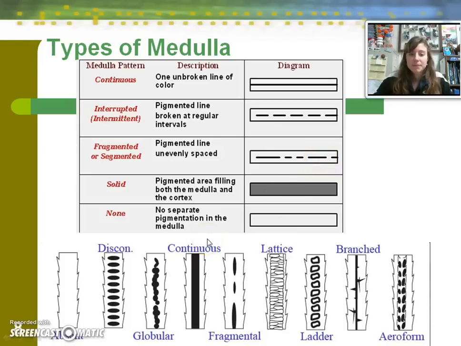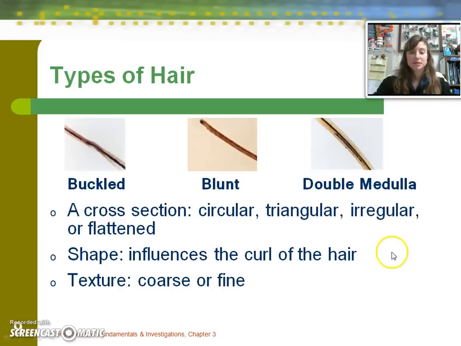When you exit just the human species, which is what defines these types of medulla patterns, you actually can see some other types of medulla patterns, which you see down here, and we'll take a look at a couple of hair samples from different species as well.